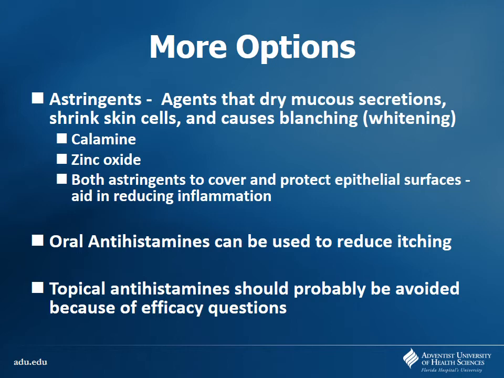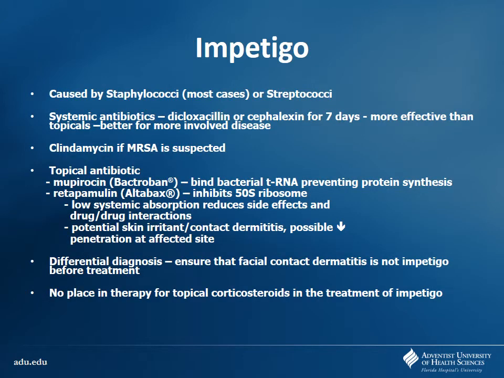Occasionally, if you're having a lot of itching with these dermatitis patients, oral antihistamines can be used. We'll talk more about those later on in the class, but things like Benadryl or diphenhydramine or Unisom or doxylamine can be used to help with that. We typically don't use a lot of topical antihistamines, even though things like Benadryl have a roll-on topical product, mainly because of some questions about the efficacy of those.